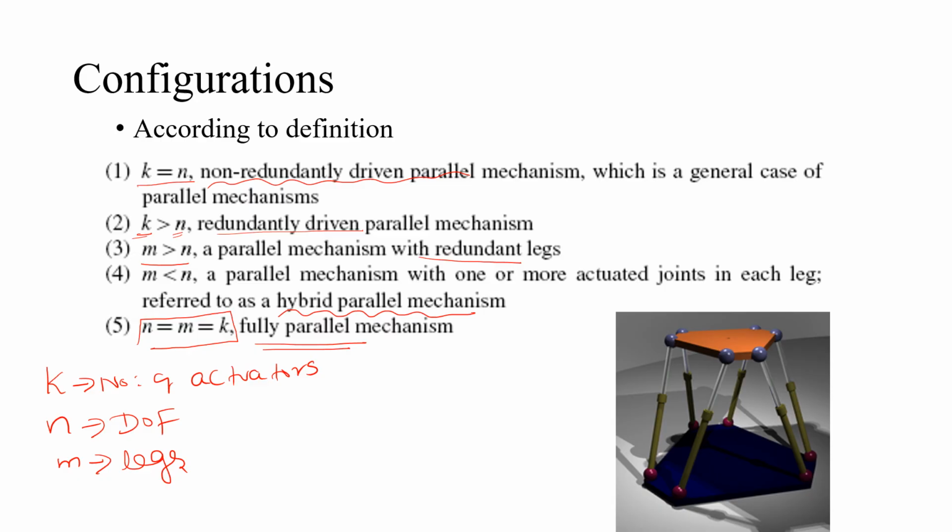So a parallel manipulator can be either a non-redundantly driven parallel mechanism or a redundantly driven parallel mechanism, right? Or it can be a parallel mechanism with redundant legs, right? Or it can be a hybrid parallel mechanism or a fully parallel mechanism. So depending upon the variables, that is the number of actuators, number of degrees of freedom, and number of legs that you have in the parallel mechanism, you can have different configurations of the manipulator.